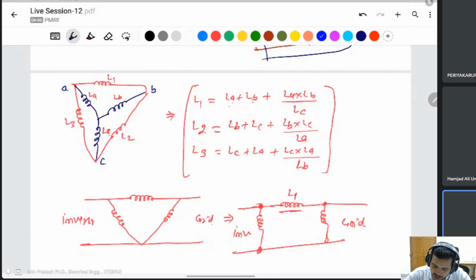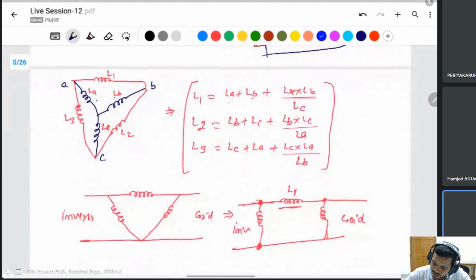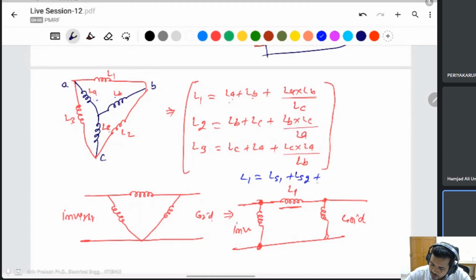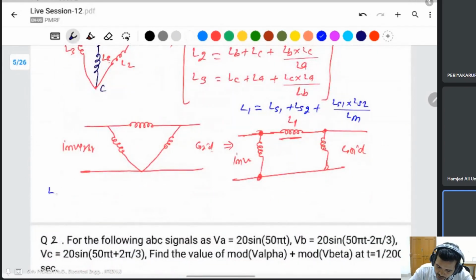Then what is the LA? Same as this one, LS1 plus LS2. L1 is equal to LS1 plus LS2 plus LS1 into LS2 divided by LM. The third one is the LM.